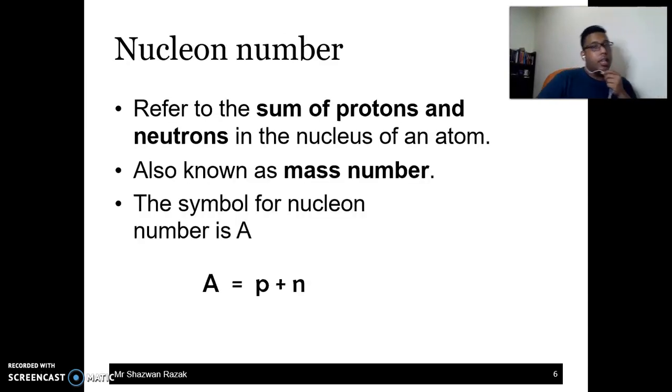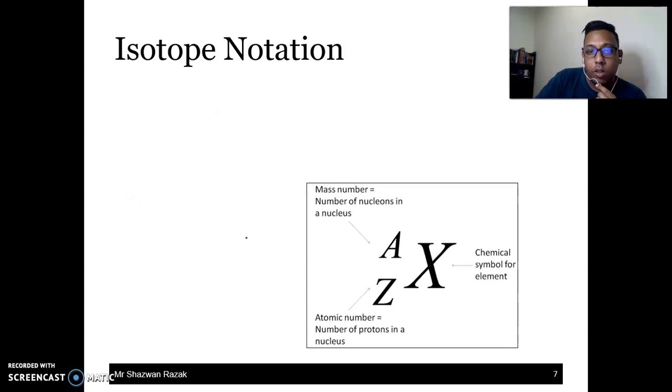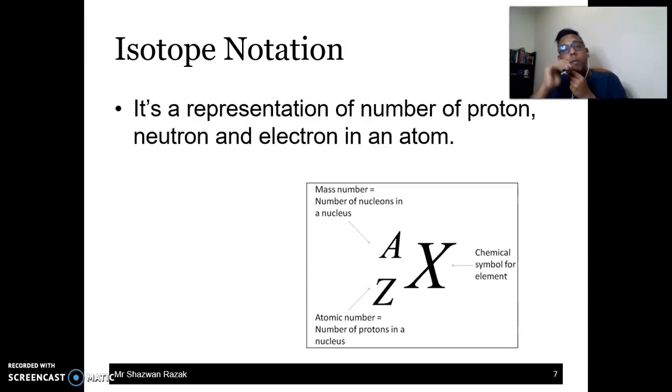The next one is nuclear number. Nuclear number, nama lain dia adalah mass number. It shows the total number of proton and neutron in the nucleus of an atom. Okay, and simbol dia adalah A. So, kedua-dua benda ni kita boleh represent dalam satu bentuk iaitu sebagai isotopic notation. Isotopic notation shows the number of proton, neutron and electron in an atom.